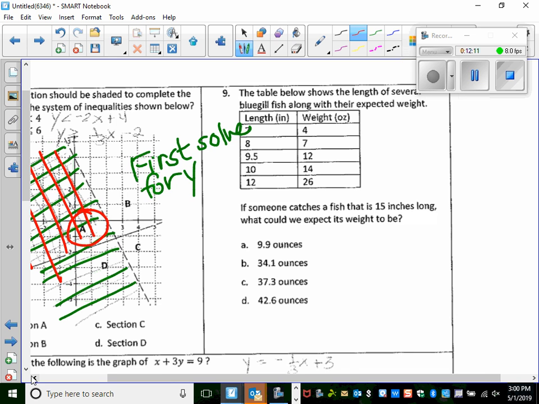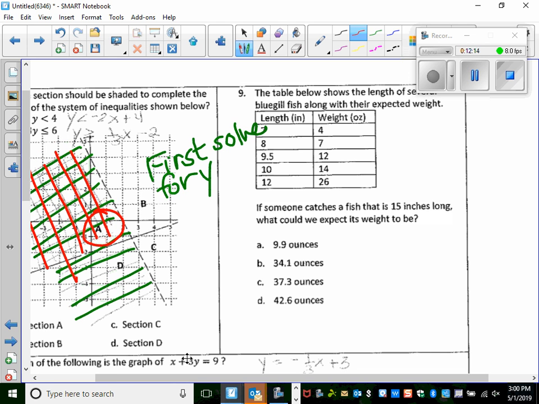All right, so hit stat. I'm just going to walk you through the steps. Okay, so hit stat and enter. Clear the list. And then your L1, put in the length. And the L2, put in the weight. Okay, I'll give you a second to do that. Okay, I'll just pause this.